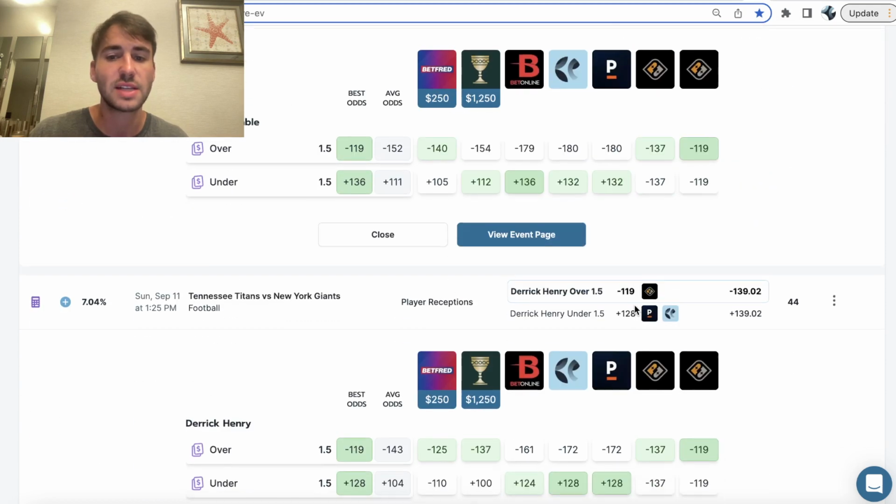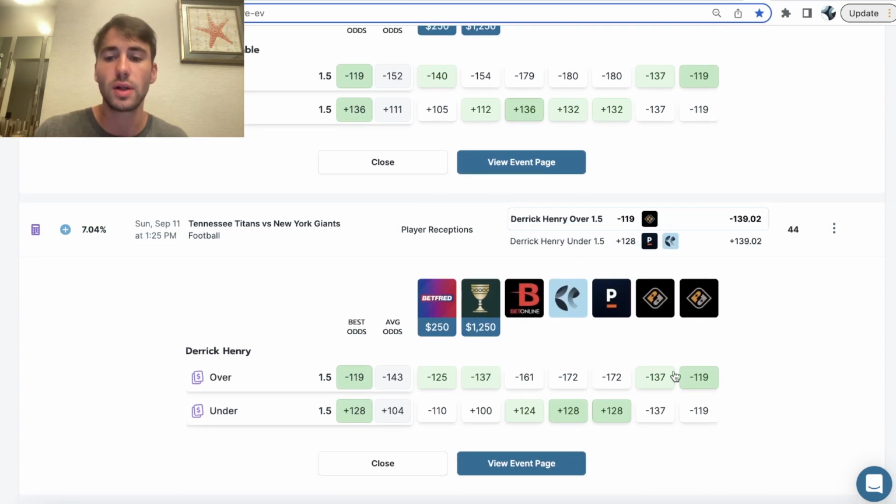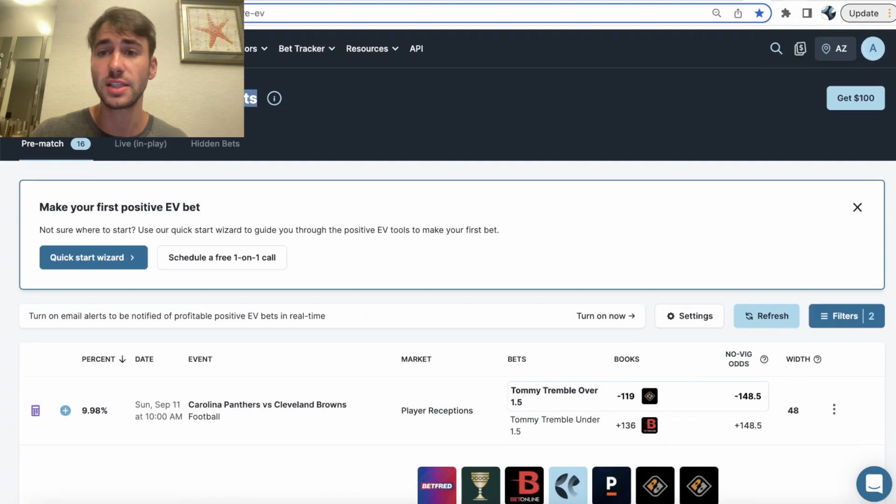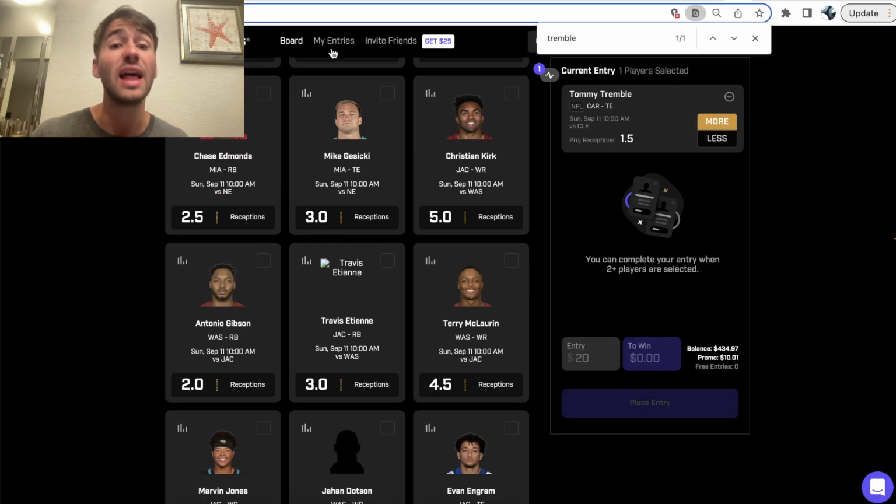Let's get into the next pick I have: Derrick Henry, over 1.5 receptions. Once again, sportsbooks have this heavily juiced. We're getting it at minus 137 in our PrizePicks entry when BetOnline and Pinnacle, two of the sharpest bookmakers, are pricing this at minus 160 and minus 172 respectively. So, two really good picks from the OddsJam plus EV page. That's what I went with.